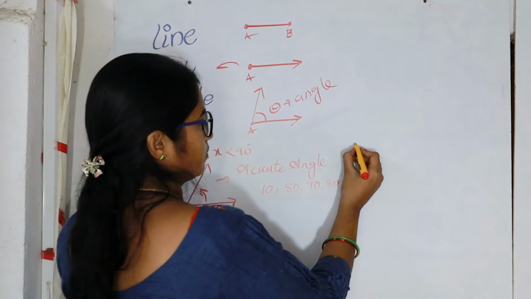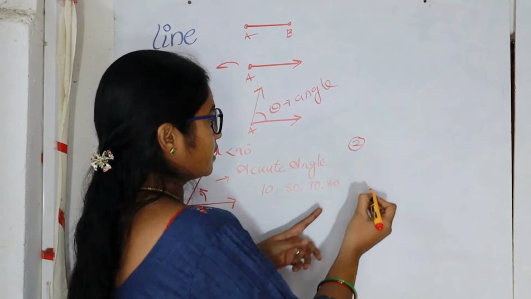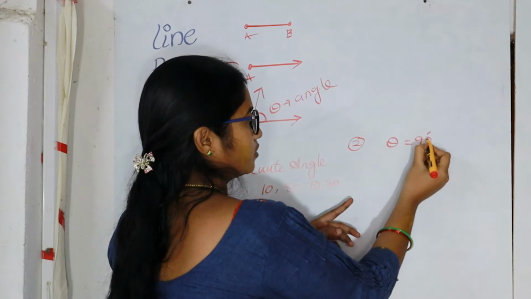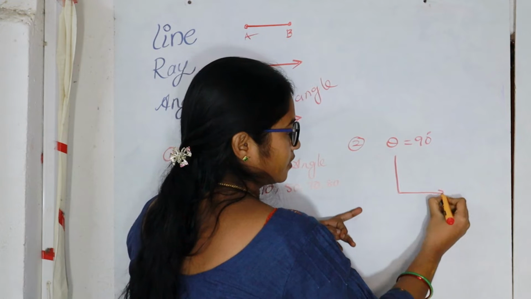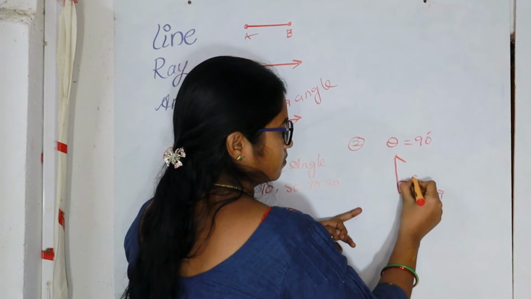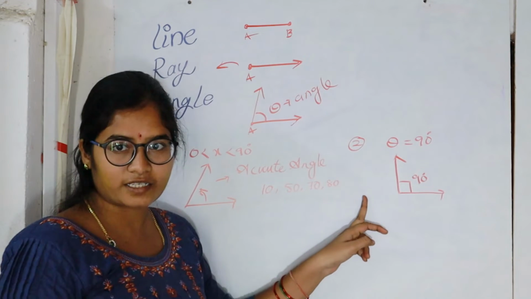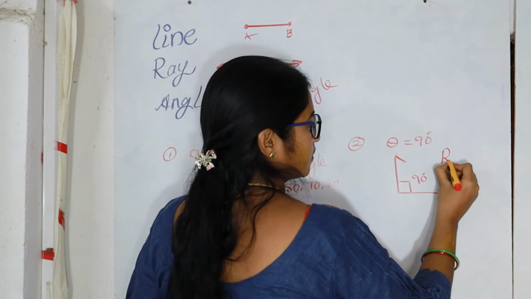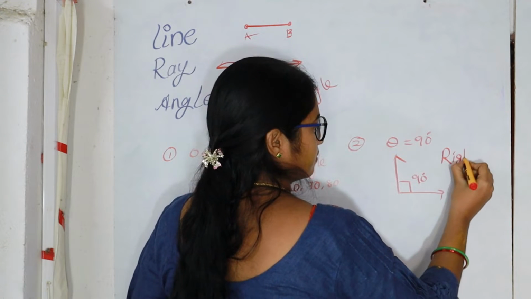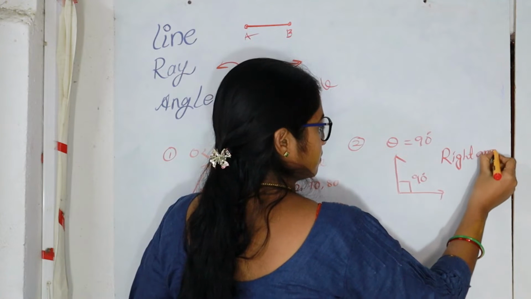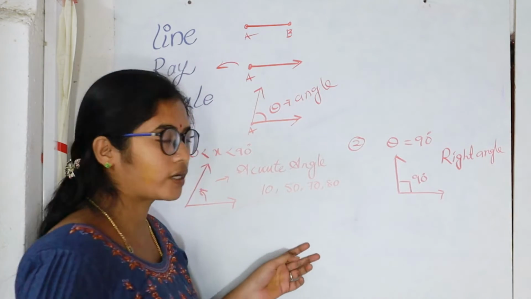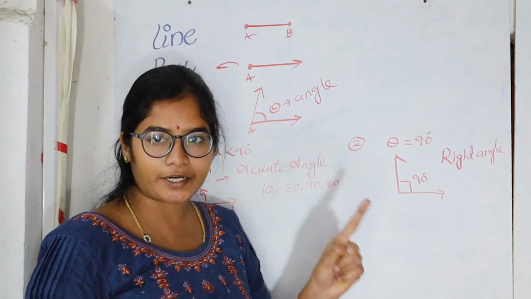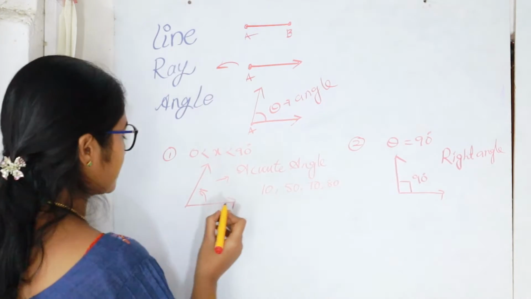Similarly, the second one: if the angle theta equals exactly 90 degrees, it is called a right angle. Here the angle between the two rays should be 90 degrees only.